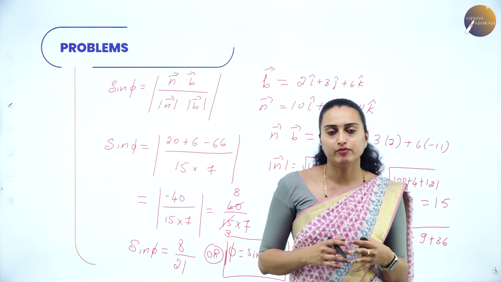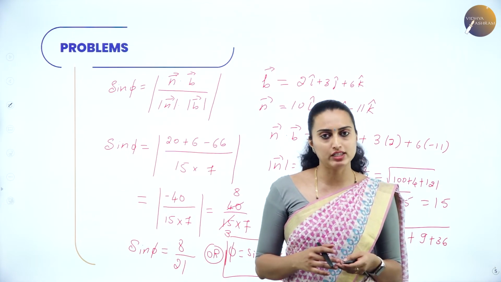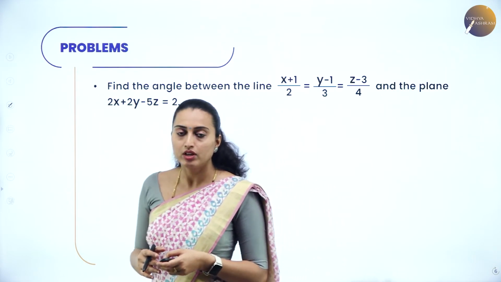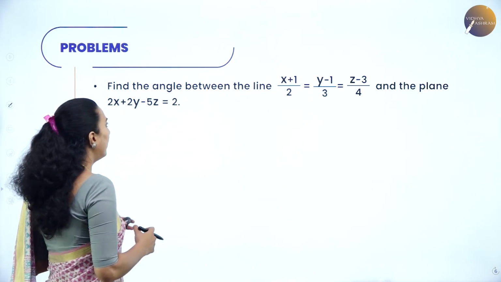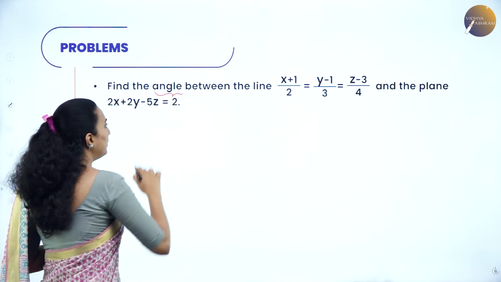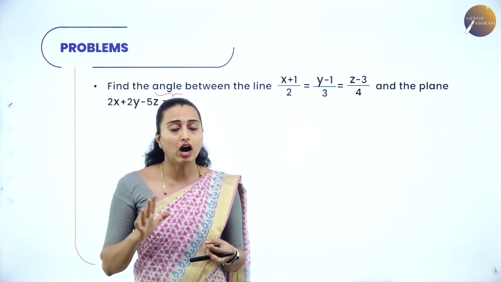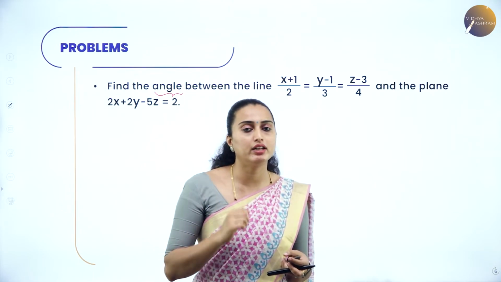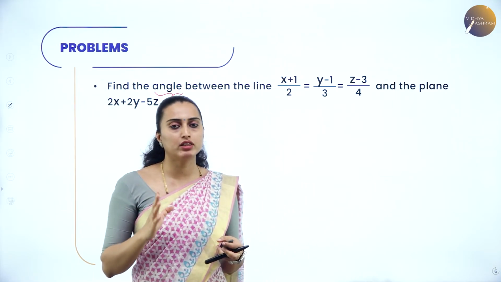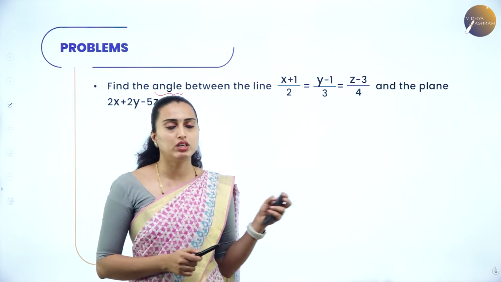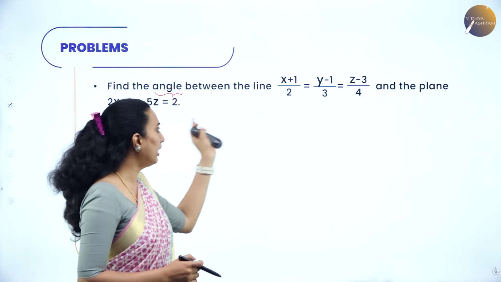Now, using the same method, we are moving on to the next problem. What have they asked, let me check. Now, here they have asked like this: find the angle between a line and a plane. Dear students, if they ask for a line and a plane, you have to remember the formula of sine phi itself. Understood? So here they have given a line and a plane.